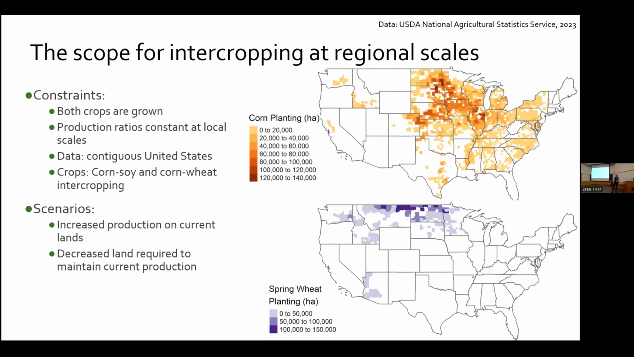And here's corn and wheat. You notice less overlap here, especially wheat. We produce a lot in the northern US, where we don't grow any corn. Given these constraints, I want to know what is the possible amount of increased production on the current land used for these crops? And how much less land would it take to produce the amount that we currently produce of each, constraining the ratios?